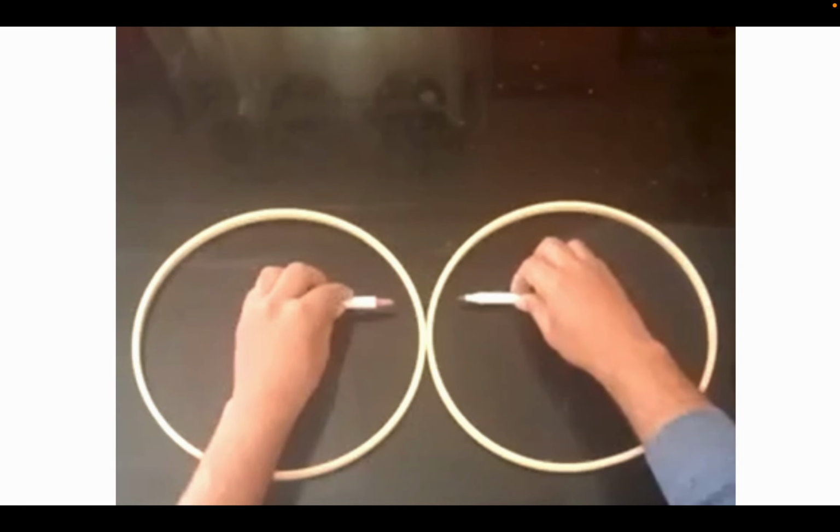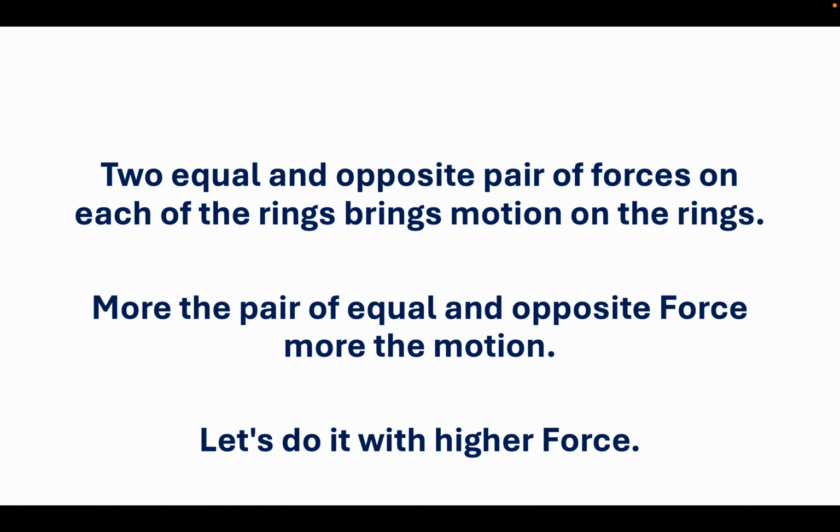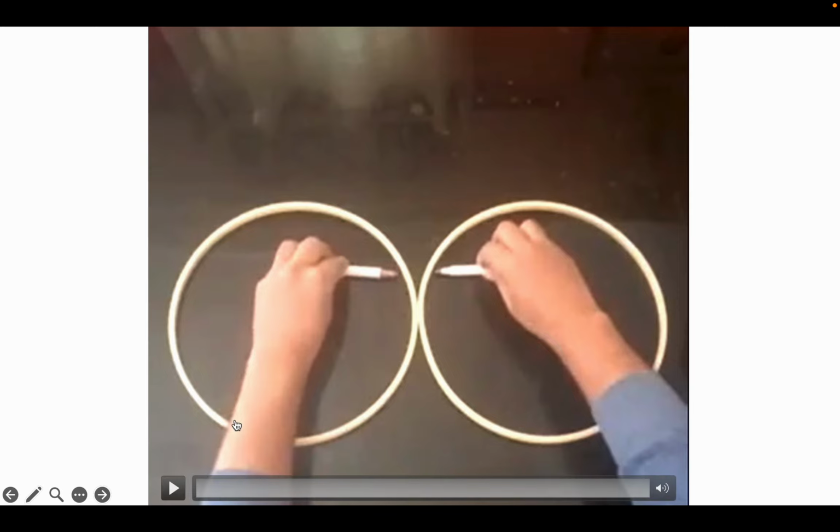Okay, the two equal and opposite pair of forces on each of the rings brings motion on the rings. The more the pair of equal and opposite force, the more the motion. Let's do it with higher force. Okay, let's do it again with the higher force.